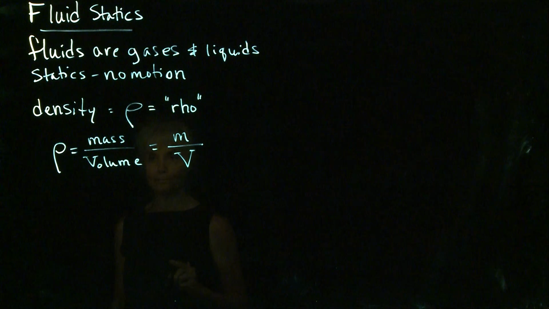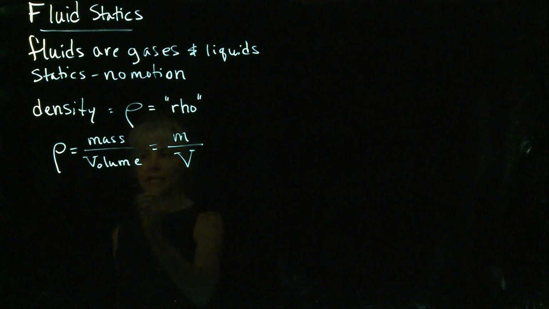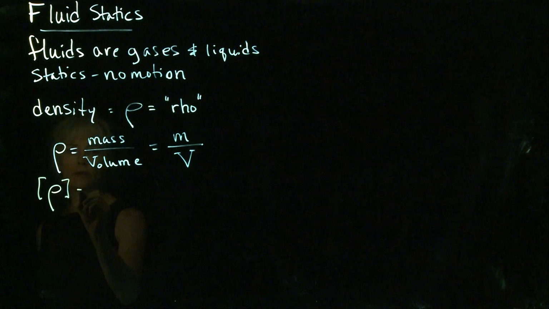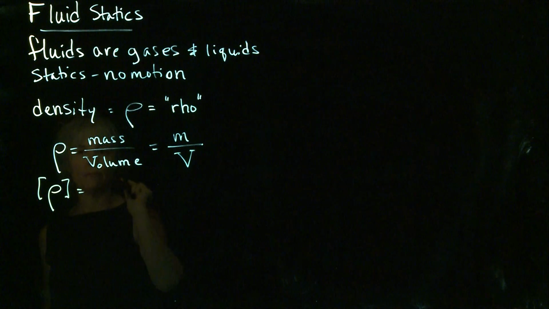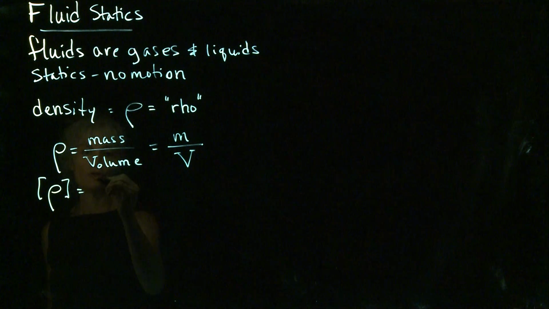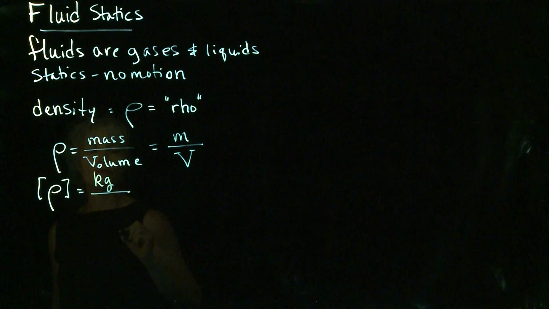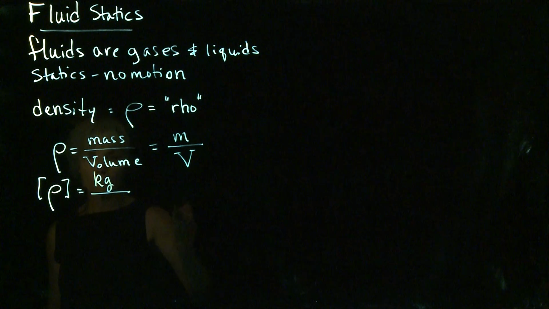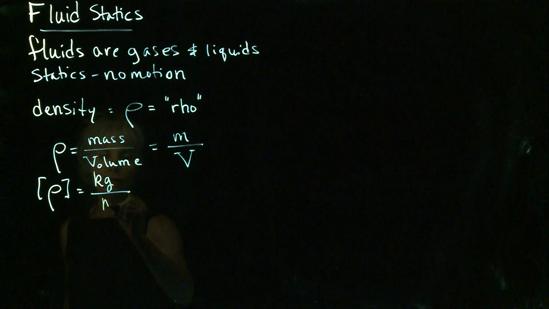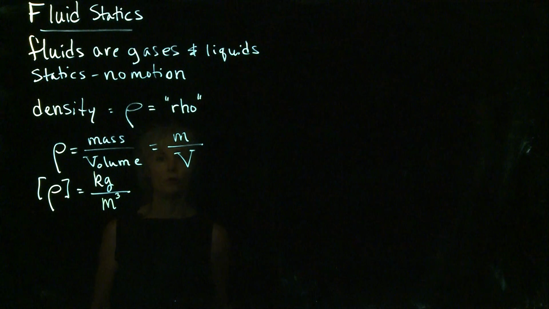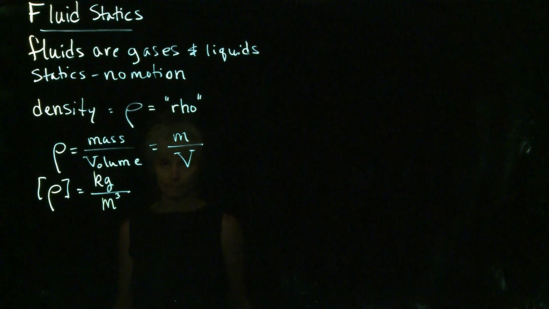So capital V. What kind of units are we going to have standard in the metric system for density? Well, the units for density are going to be the units for mass divided by the units for volume. Standard units for mass in the metric system, kilogram. Standard unit for volume, meter times meter times meter, or meters cubed. So a kilogram per meter cubed is a standard unit for density in the metric system.